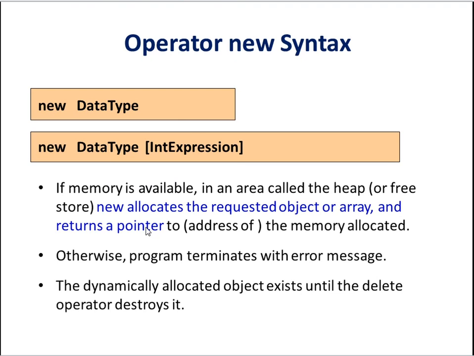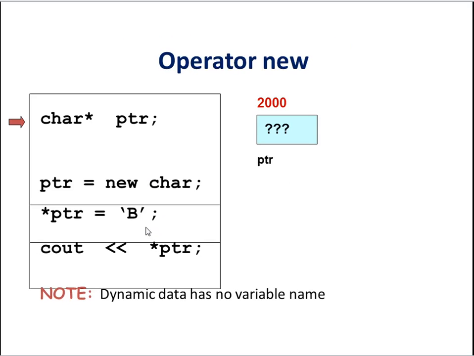The dynamically allocated object exists until the delete operator destroys it. Whatever memory is allocated through the new operator, we use the delete operator to delete that memory, or we can say it is the opposite operation. This is the graphical representation of how we use new to allocate the memory.